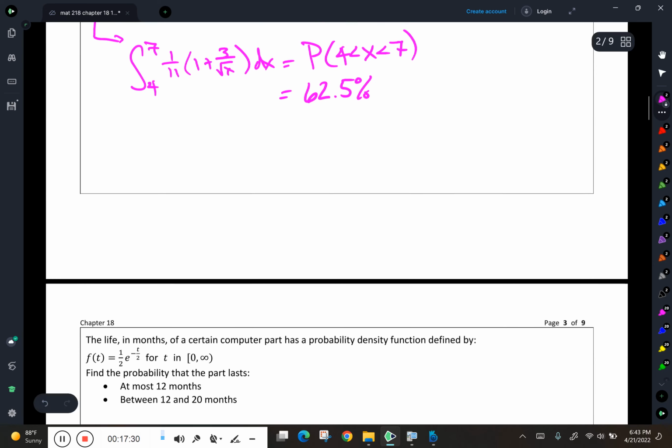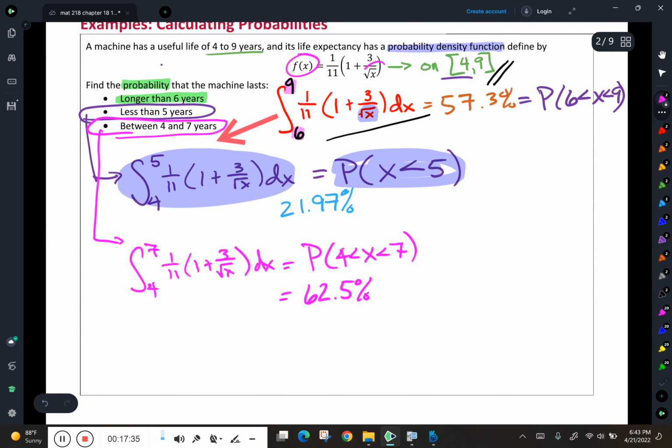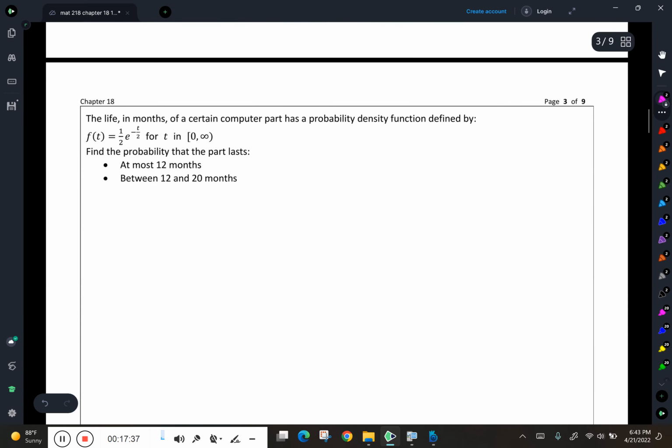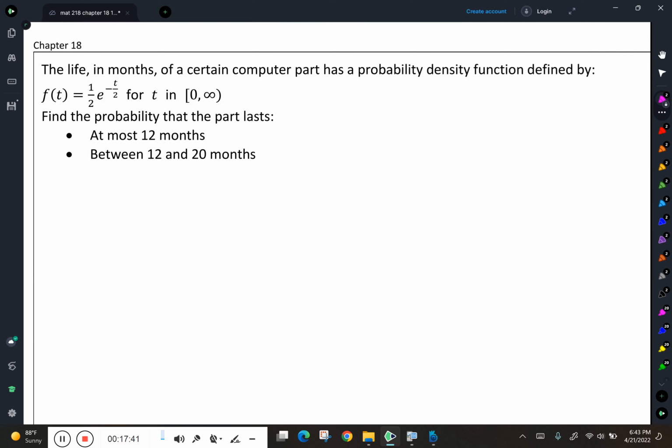Up here, our variable was x. There was an x and an x. Now down here, my variable is t. Does that matter? No, it doesn't matter at all. Up there, my interval had a number on the bottom and a number on the top. Now I've got an infinity. Does that matter? Nope, doesn't matter at all.